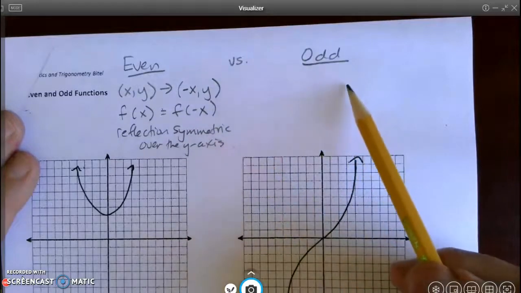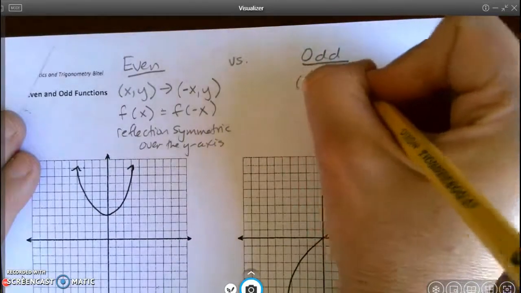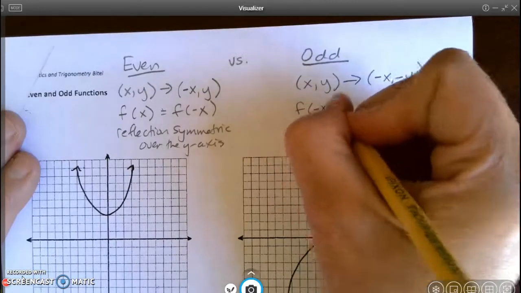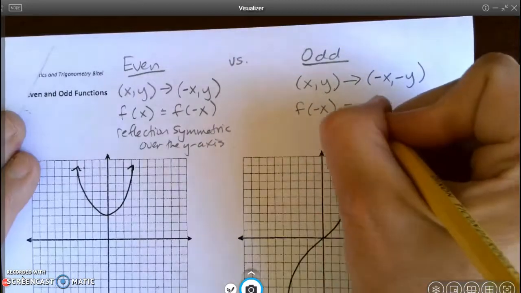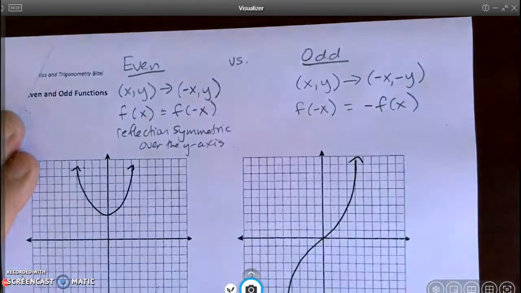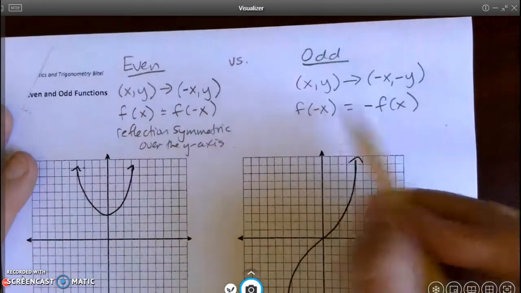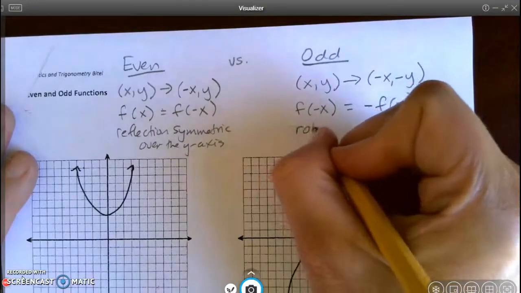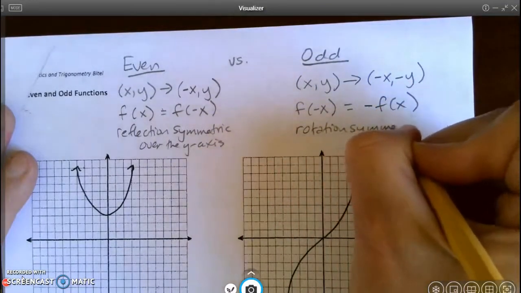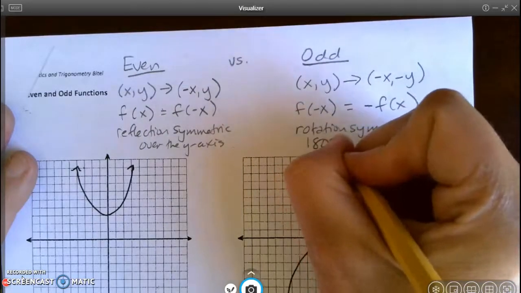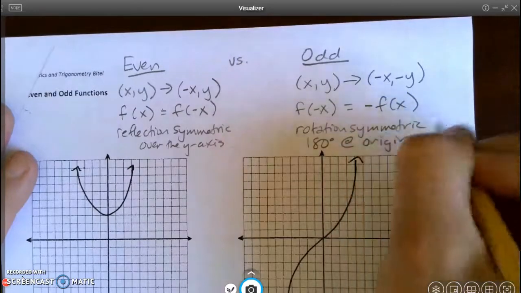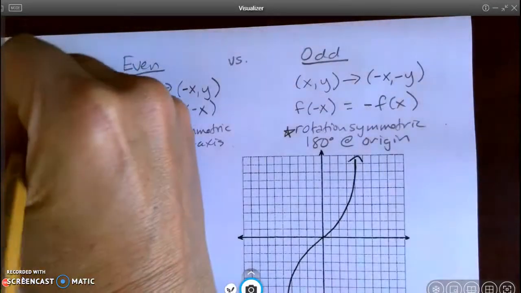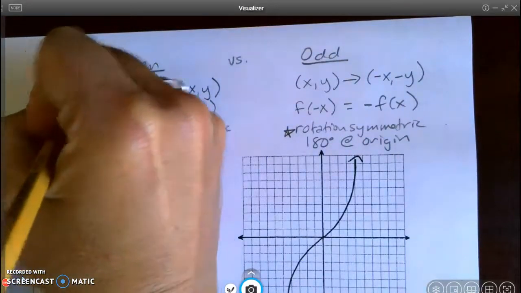Odd would be that your x, y changes to the opposite of x, opposite of y. That f at negative x is going to equal the opposite of f of x. So when you substitute in a negative for the x, you get a negative for the whole function. That's opposite of x, opposite of y. Or that it is rotation symmetric 180 degrees around the origin. So these two, we're going to use when we have a graph.